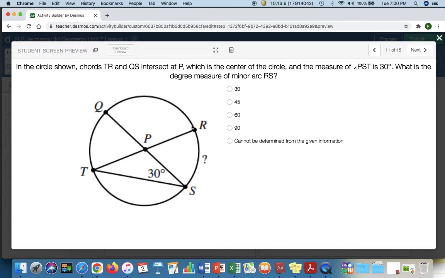So here in this question, if I read it, it'll say in the circle shown, chords TR and QS intersect at P, which is the center of the circle, and the measure of angle PST is 30. What is the degree measure of the minor arc RS? We have vocabulary in there for minor arc. We have the appearance again of an isosceles triangle created in this circle. So great review for students.